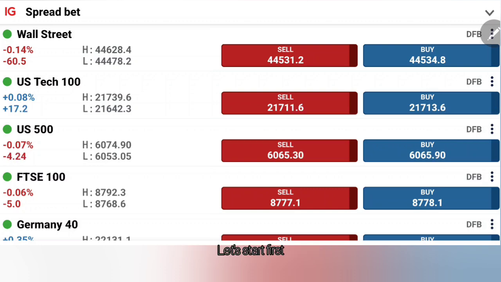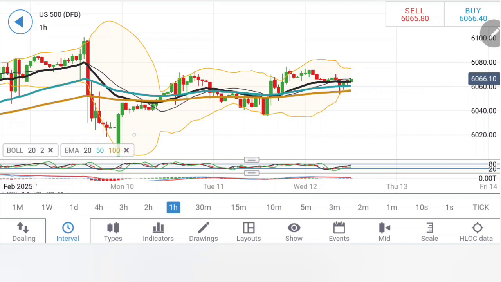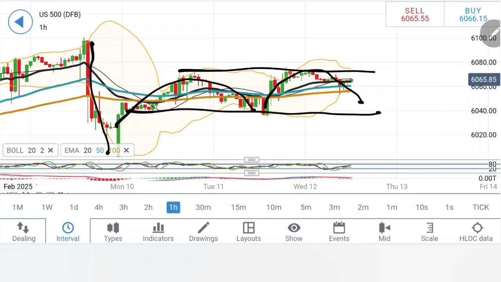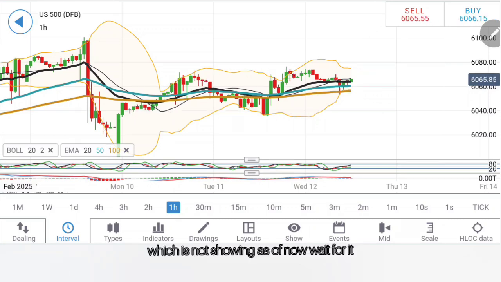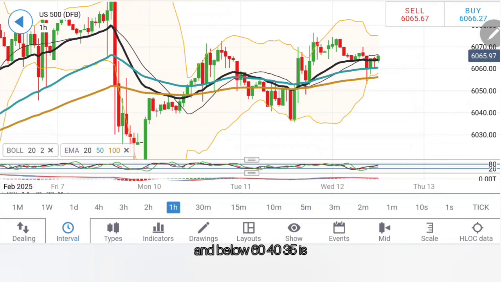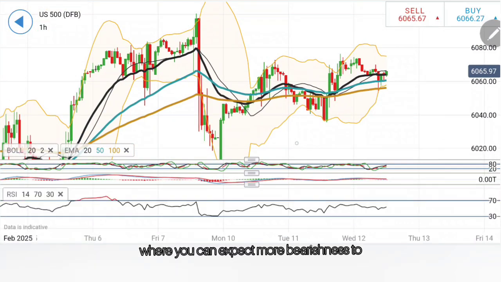Let's start. First, we look into S&P, followed with Nasdaq, in the end Dow. Watch S&P on the hourly charts. If you look at the movement here after this bigger decline, rise, retracement, it has to retrace all the way towards 6040, which is not showing as of now. Wait for it to now trade below 6050 54 zone. If you see it is staying below 6050 54, expect it to move towards 6040 35, and below 6040 35 is where you can expect more bearishness to prevail.